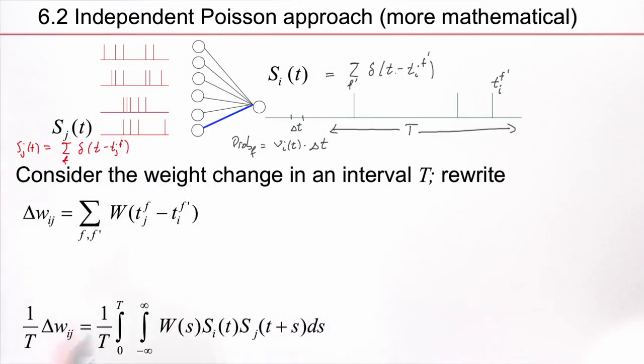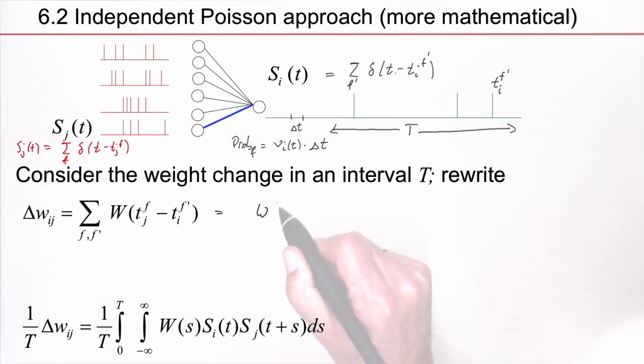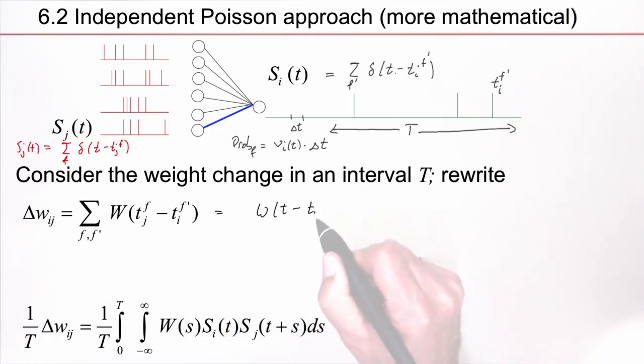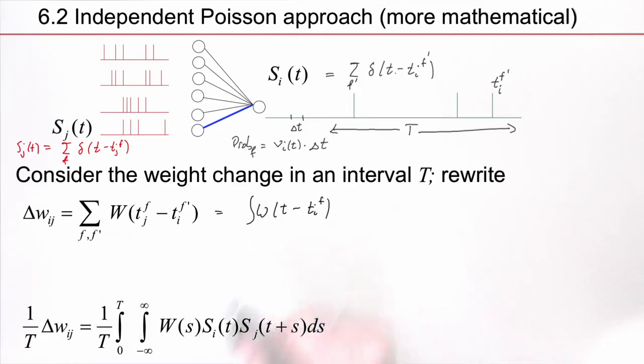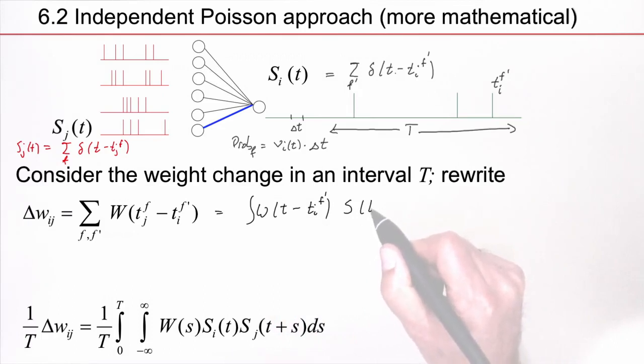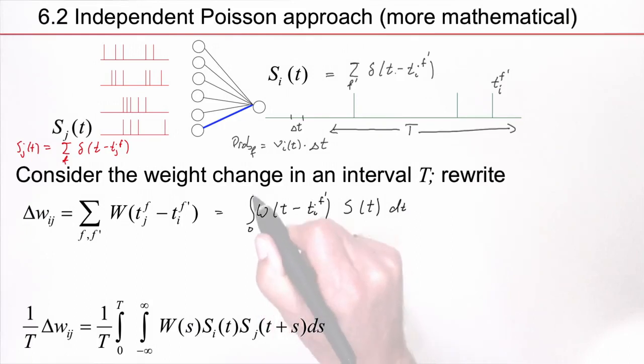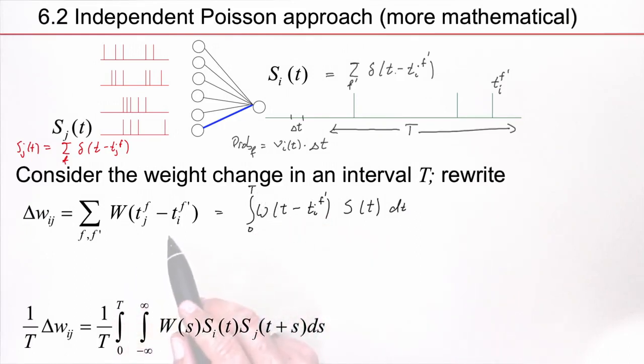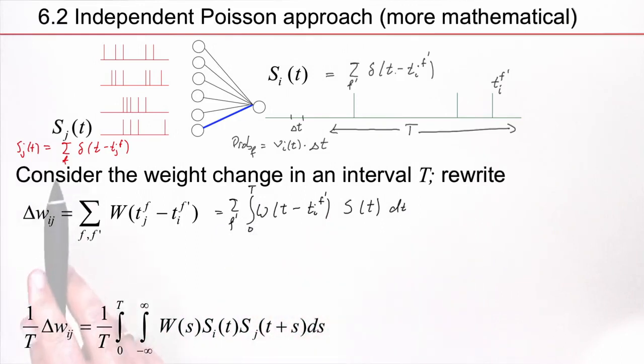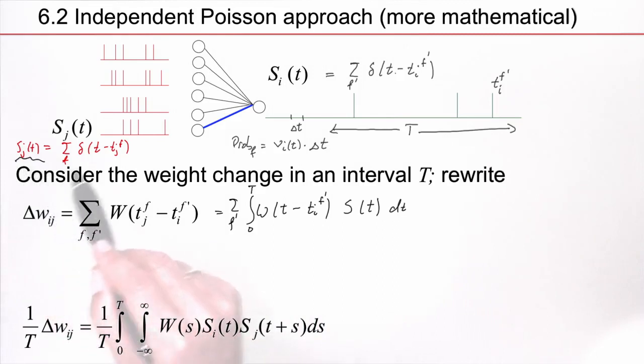And I will use this expression now to rewrite the sum over all pairs of spikes. So let's first keep the postsynaptic spike fixed and consider the presynaptic spikes. I can rewrite this by saying this is W of t minus t_i^f', integral S_j of t dt, integral from 0 to T, and I kept the postsynaptic spikes, so I still have to sum over f'. Now these are delta functions, so if you plug this back in, you see that you get back to this formula. You take the red term here with these delta functions, you insert it here, you find this back.